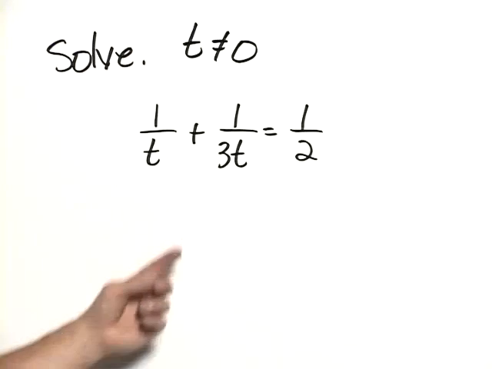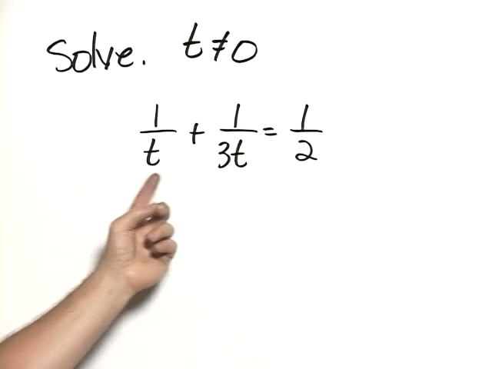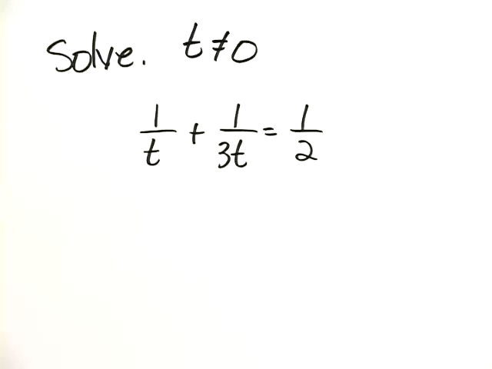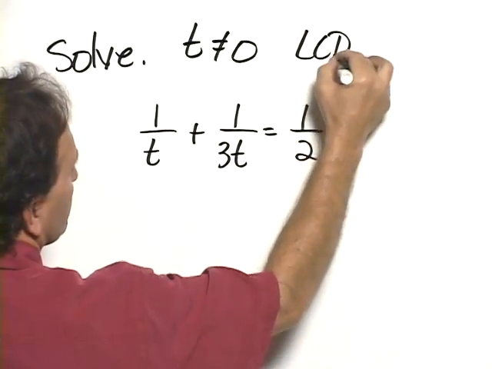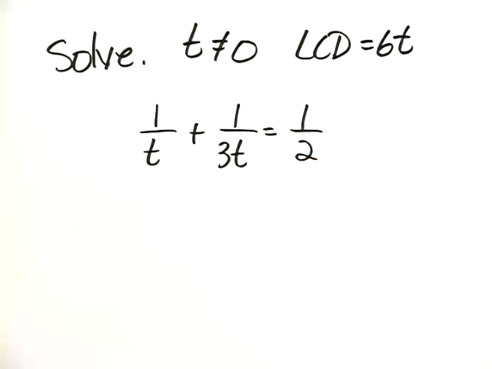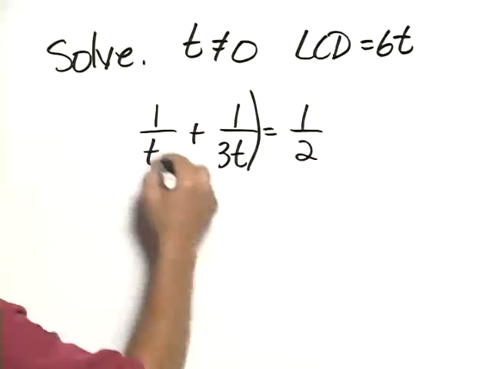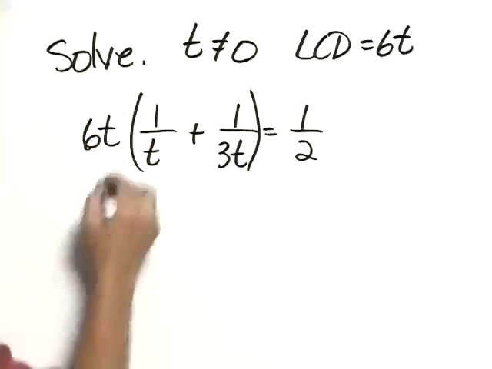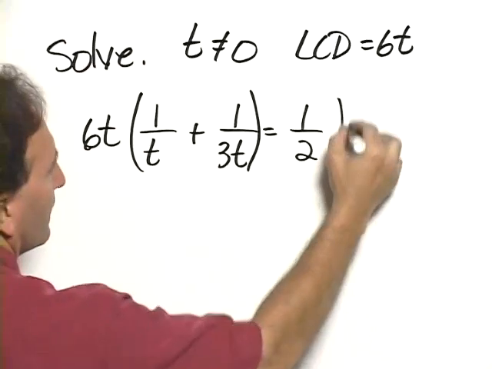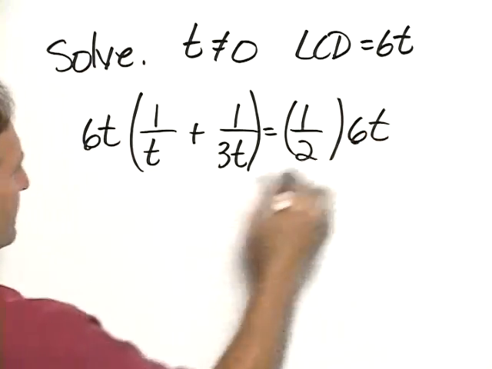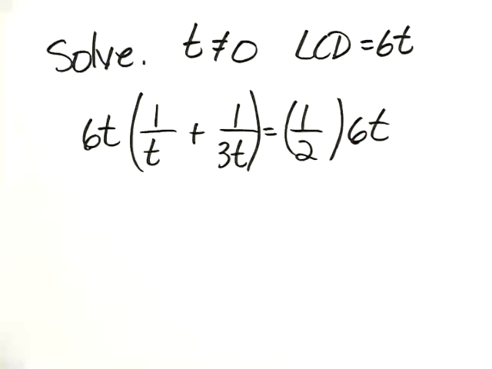The next step is to find the LCD. Well, the LCD of t, 3t, and 2 is 6t. And the next step is to multiply both sides by that LCD. So we're going to multiply 6t times the left-hand side and 6t times the right-hand side.